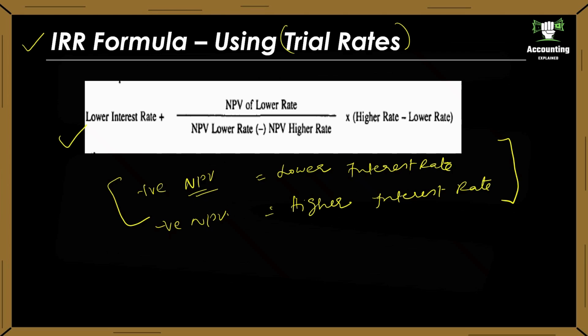Okay, so we have to incorporate this in the formula which is given above. The formula is lower interest rate plus NPV of lower rate divided by NPV of lower rate minus NPV of higher rate, the whole thing multiplied by higher rate minus lower rate. When you incorporate all these values which you have calculated in the formula, you will get the incremental IRR. Okay, or IRR. Both are same.